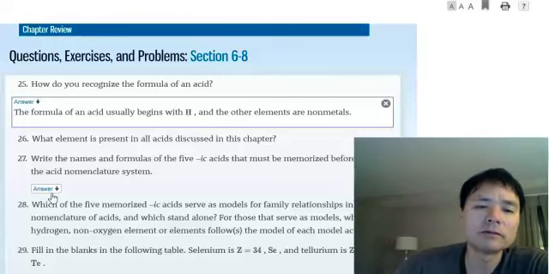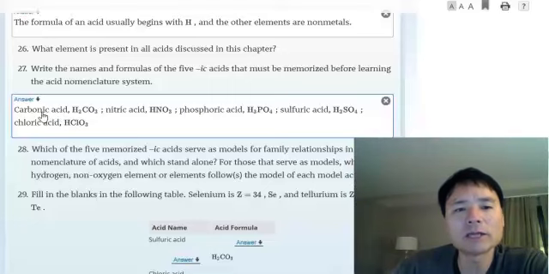So I don't use his system of memorizing these, but we can see just as examples what happened with the nomenclature here. Carbonic acid comes from carbonate, CO3 2 minus. Nitric acid comes from nitrate, NO3 minus. Phosphoric acid comes from phosphate, PO4 3 minus. Sulfuric acid comes from sulfate, SO4 2 minus. Chloric acid comes from chlorate, ClO3 minus. And then we take those anions and add hydrogens.